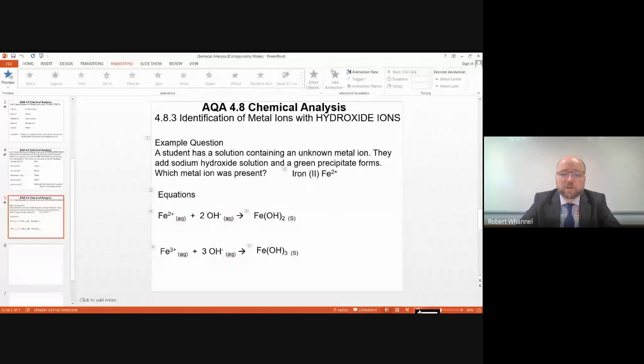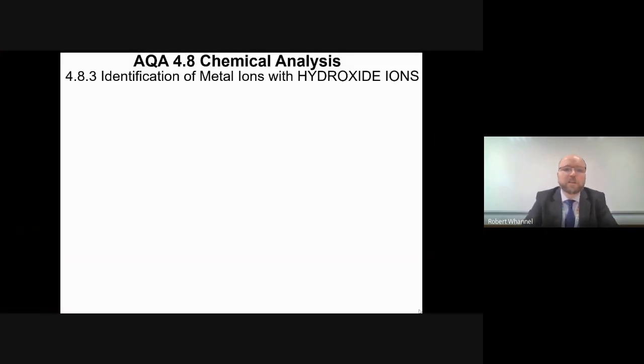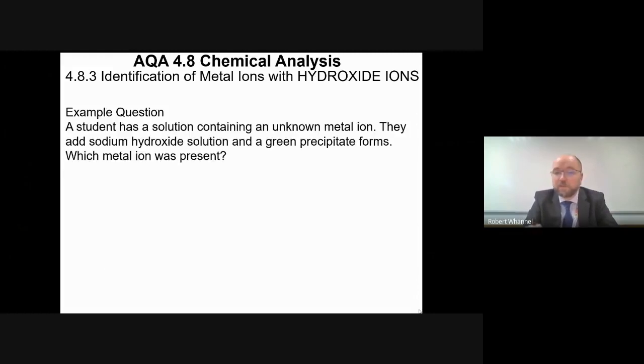Hello, this is the second part of how to identify metal ions using hydroxide ions or using sodium hydroxide solution. It's the same thing. So an example question might come up for you. A student has a solution containing an unknown metal ion. They add sodium hydroxide solution and a green precipitate forms. Which metal ion was present?